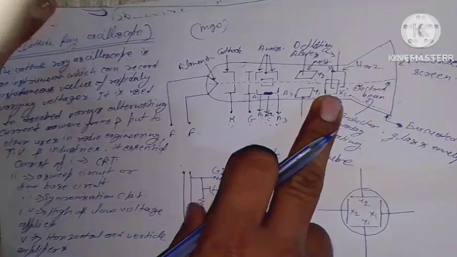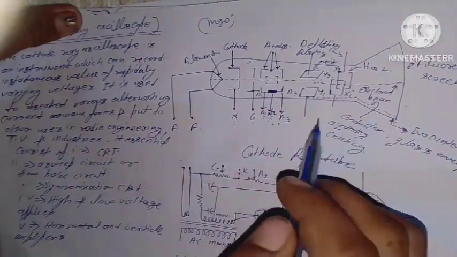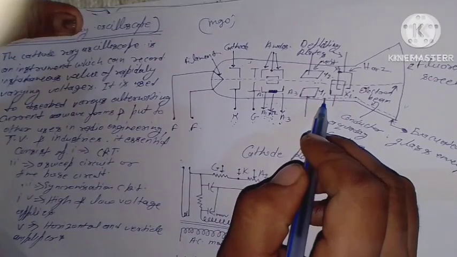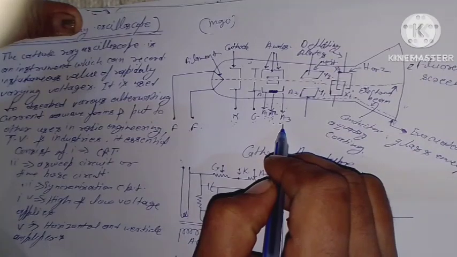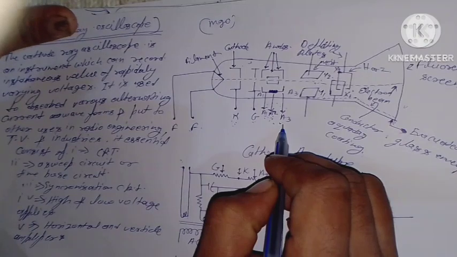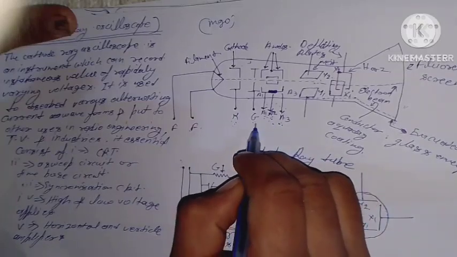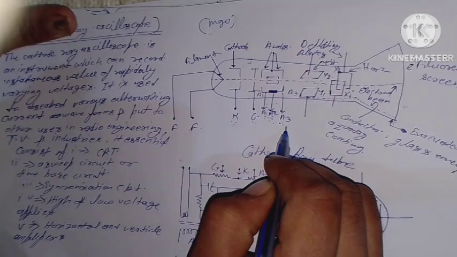One plate of each pair, X1 and Y1, is connected to the anode A3, so that there is no electric field between the plates, and the electron gun and the anode A3 are earthed.